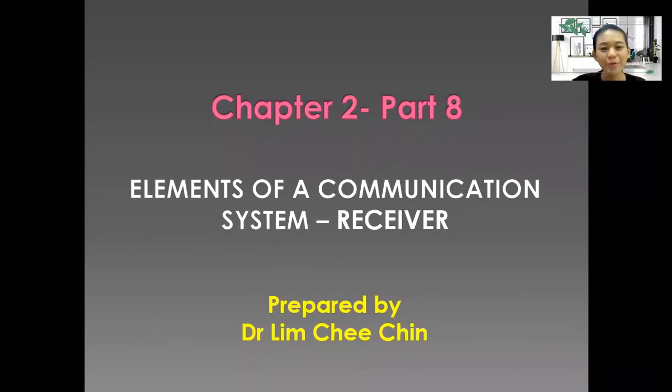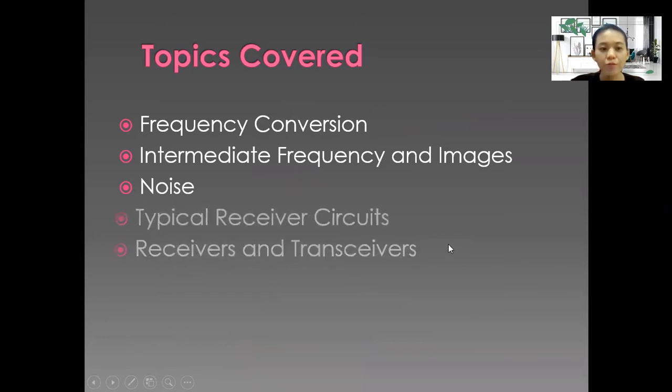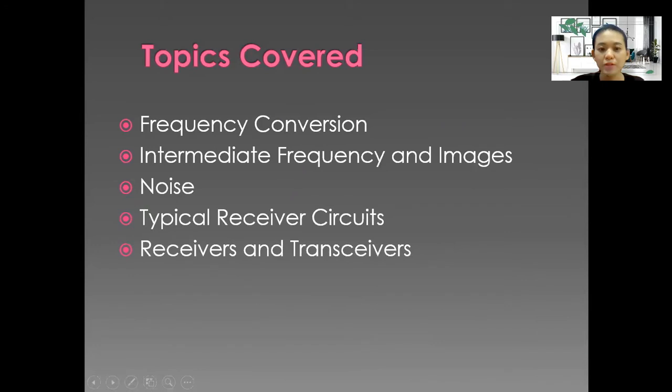Hello, today we will learn about elements of a communication system, the receiver. This topic covers frequency conversions, intermediate frequency and image, noise, typical receiver circuits, and receivers and transceivers. For today, we will focus on typical receiver circuits and receivers and transceivers.